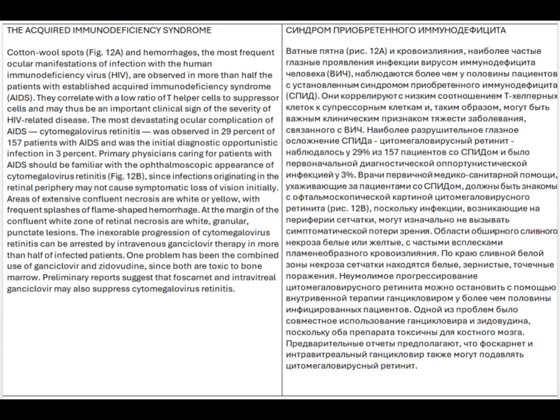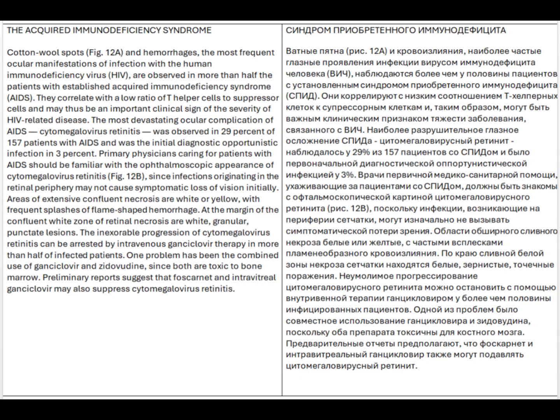The most devastating ocular complication of AIDS, cytomegalovirus retinitis, was observed in 29% of 157 patients with AIDS and was the initial diagnostic opportunistic infection in 3%. Primary physicians caring for patients with AIDS should be familiar with the ophthalmoscopic appearance of cytomegalovirus retinitis, Fig. 12b, since infections originating in the retinal periphery may not cause symptomatic loss of vision initially.